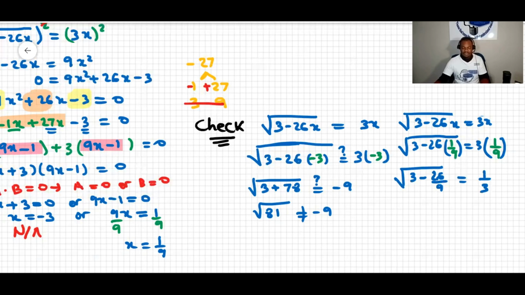What we have there makes 1/3. Now, if you press this in the calculator, yes, this gives the correct answer, because 9 times 3 will be 27 minus 26 over 9. Yes, this is equal to 1/3. So the correct answer, the valid answer, is x is equal to 1/9. Thank you.